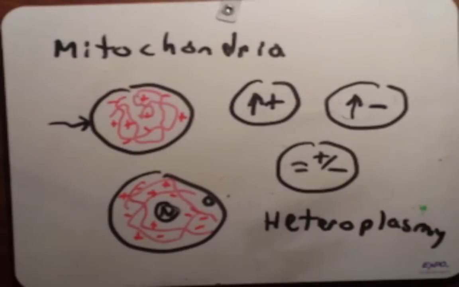Heteroplasmy is what allows variable phenotypes to come from the same mutation. And the only reason this works with mitochondria and chloroplasts is because they're not diploid like the nucleus. They're multiploid. They have many, many copies of the genes. And because of that, you can't make predictions the way we would with the Mendelian ratios.